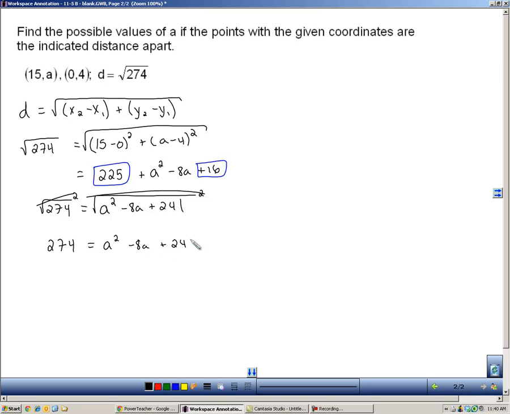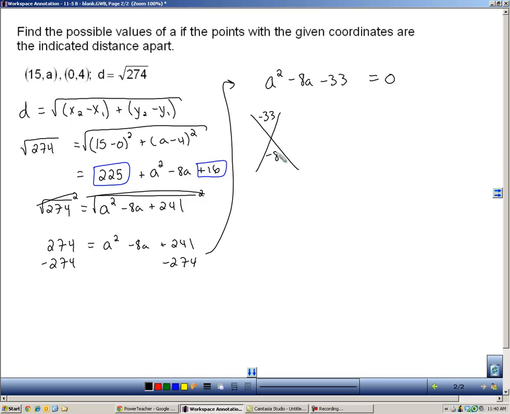My goal is to get one side equal to 0, so I will now subtract 274 and rewrite my trinomial up here as a squared minus 8a minus 33 equals 0. Now I can factor that. The diamond says -33 on the top with a -8 on the bottom. Two factors of -33 that add to be -8. How about -11 and 3? So we get a minus 11 and a plus 3, which means my two values for a will be positive 11 and -3.